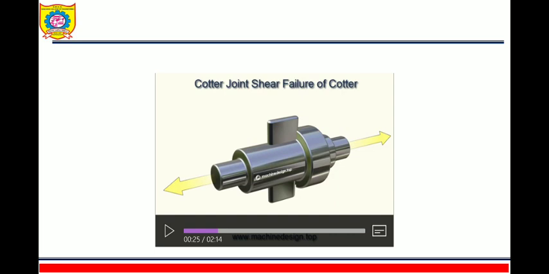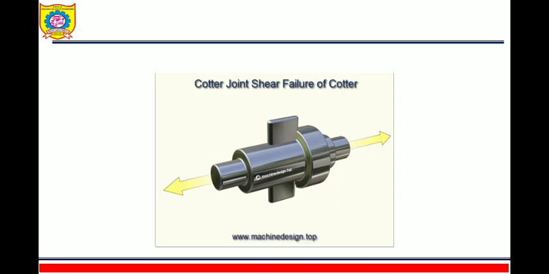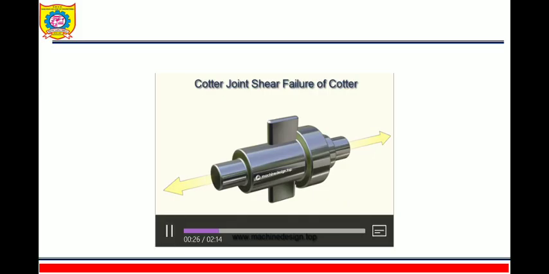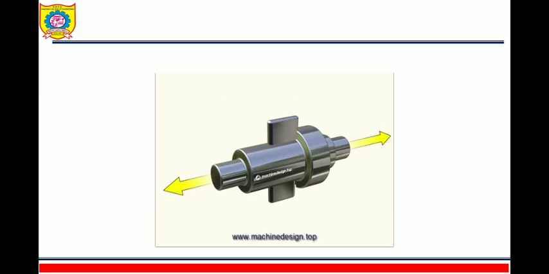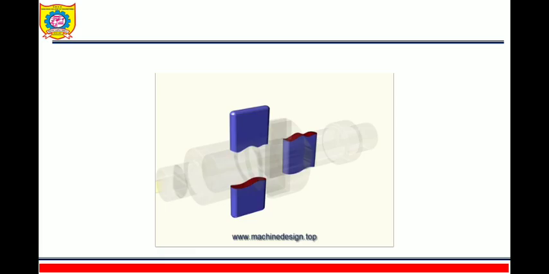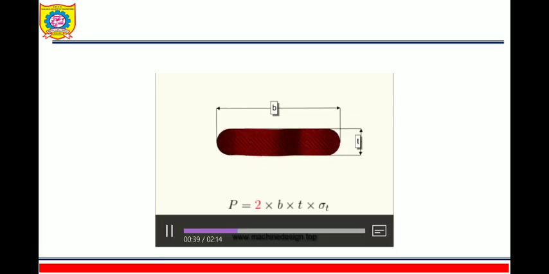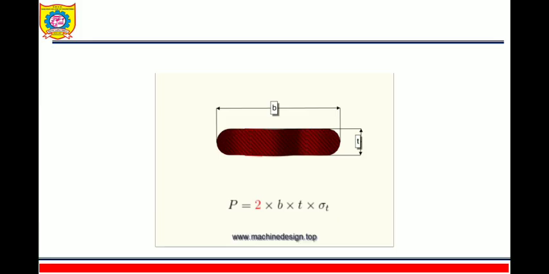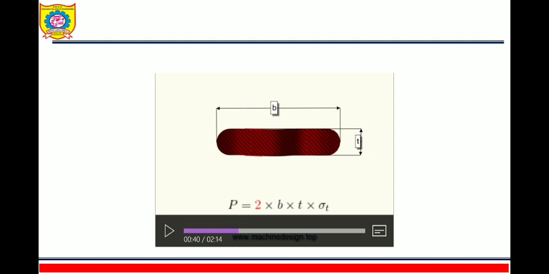Now next is cotter joint shear failure of the cotter. How the cotter fails, that we'll see now. If we are applying force on both sides, then the cotter will get broken over there. This red portion area they are showing now. What will this area be? Thickness into width of the cotter, b into t will be the area. And why 2? Because it is breaking from both sides in shear.